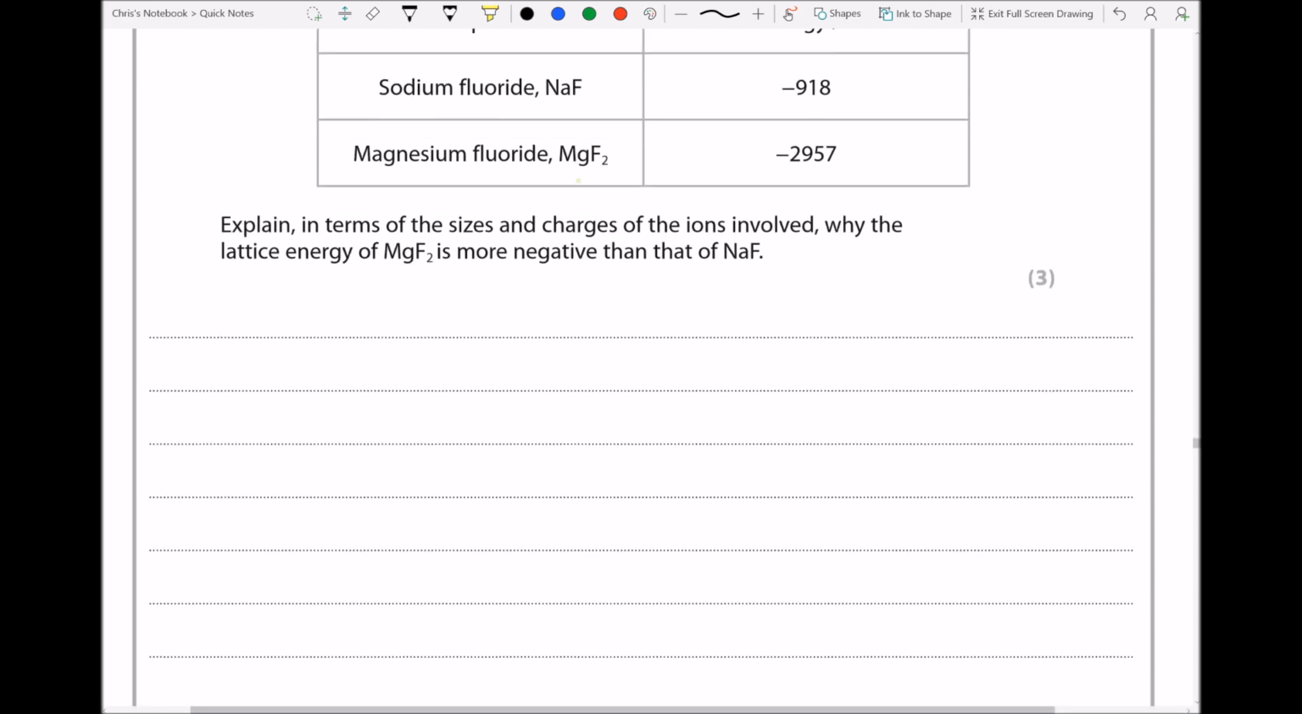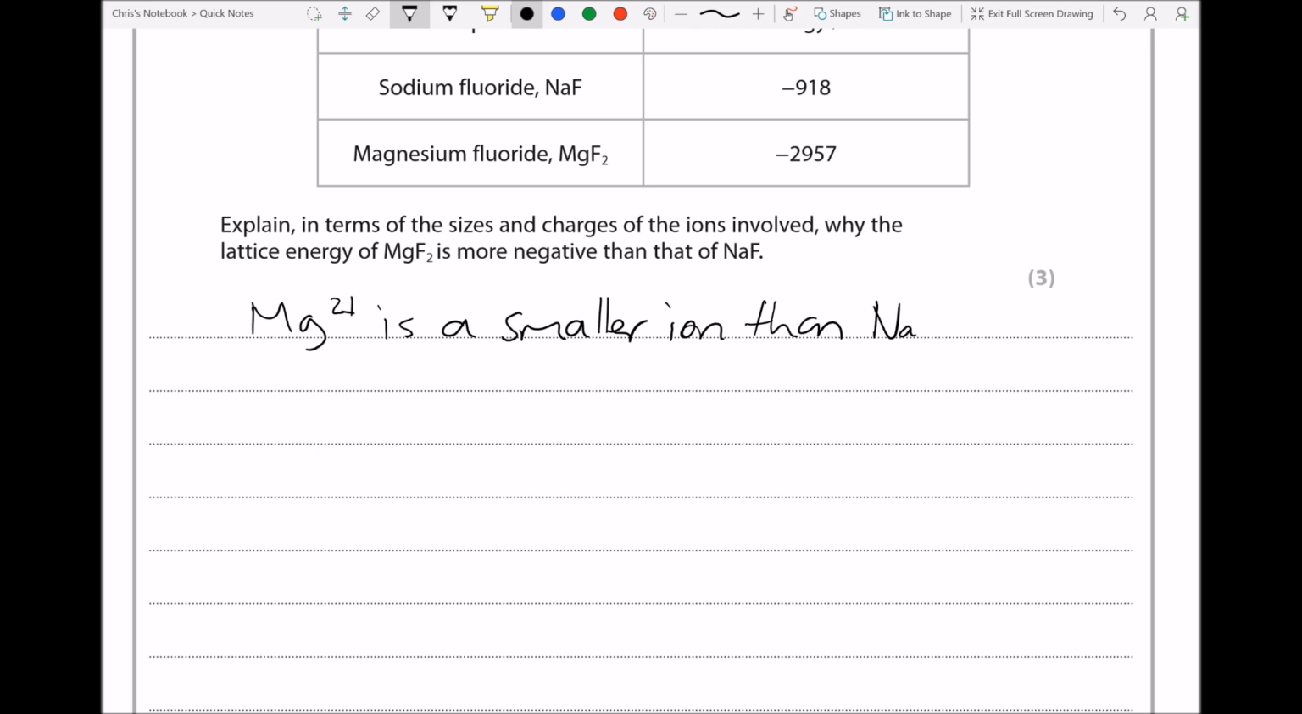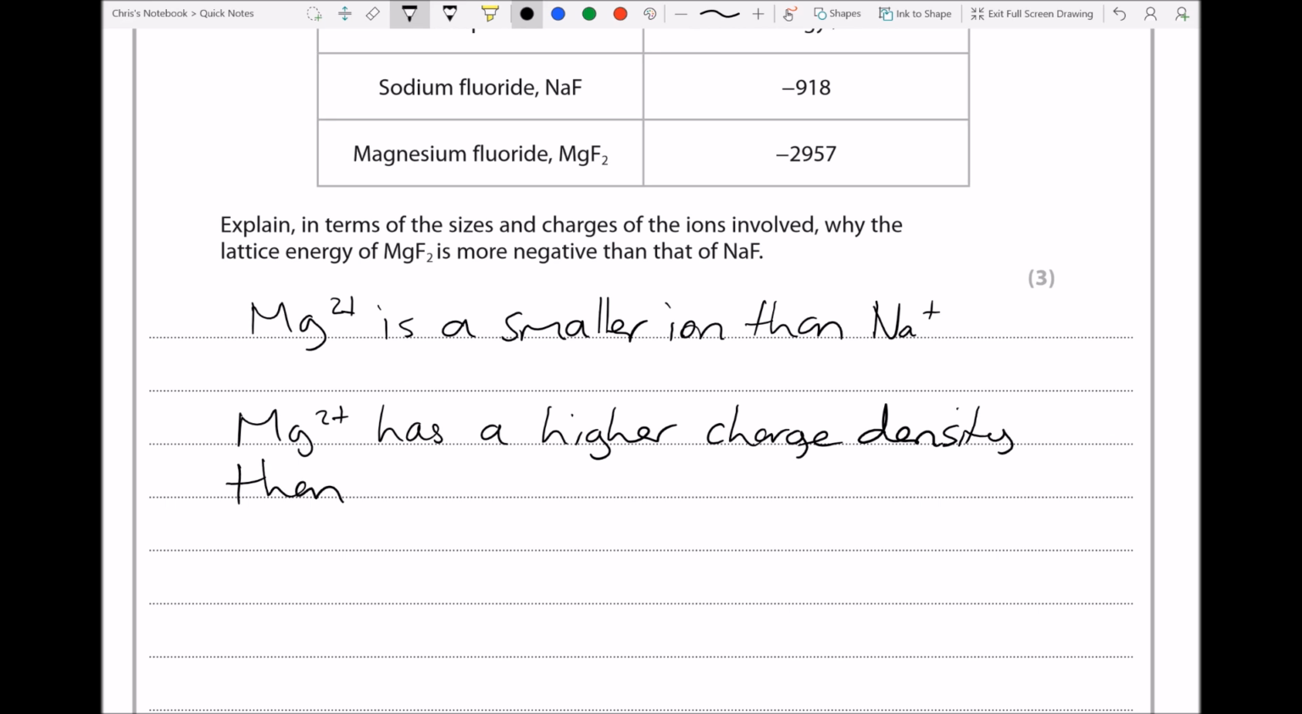So it's a 3-mark question. So we're going to structure it so you can see where you get your marks from. So Mg2+ is a smaller ion than Na+. Okay. Mg2+ has a higher charge density than Na+.